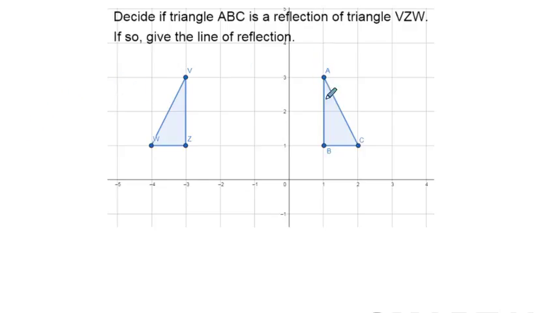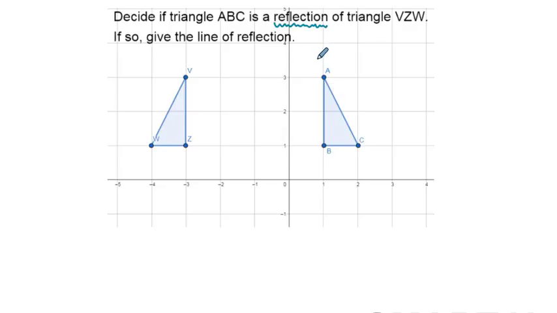So to get started, what we want to do is look to see, first of all, do they look like reflections? Remember, if it's a reflection, it's a mirror image. Well, they're looking like a mirror. They're looking like they're facing opposite ways. So that's good so far. So let's go ahead and continue then.